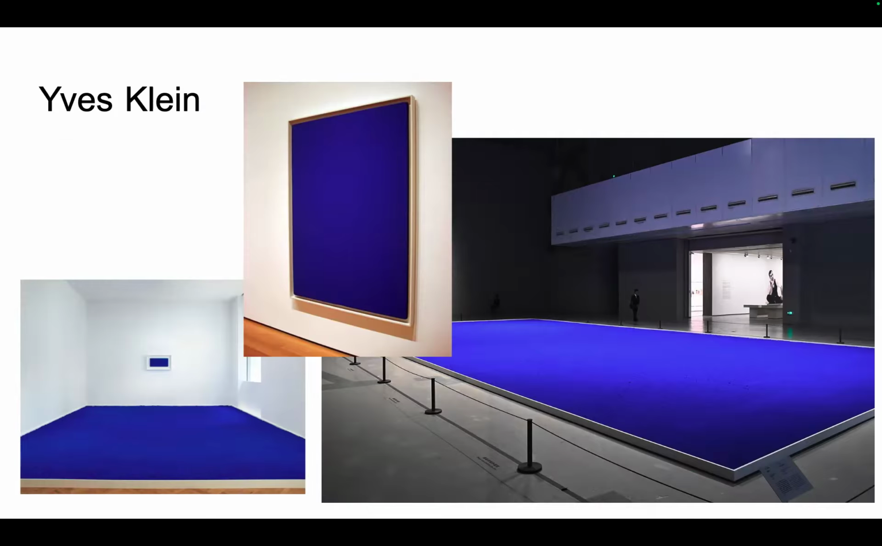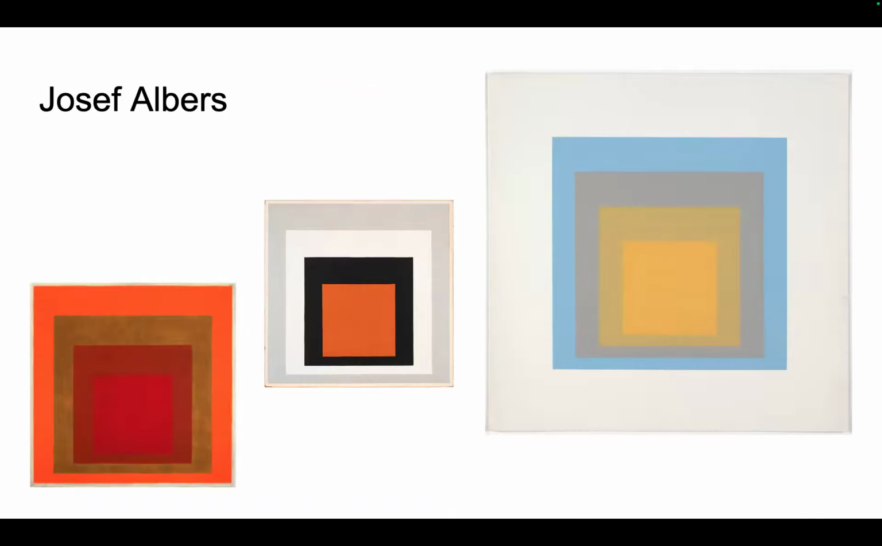Yves Klein, he came up with his own shade of blue, and a lot of his art is blue. I saw one of these in New York, and it's just a field of blue, really. And then Josef Albers, he is the color guru person. He wrote books on it. A lot of color theory curriculum comes in part from his books because he did so many color studies and figured out so many phenomena. But yeah, he's the color square guy.